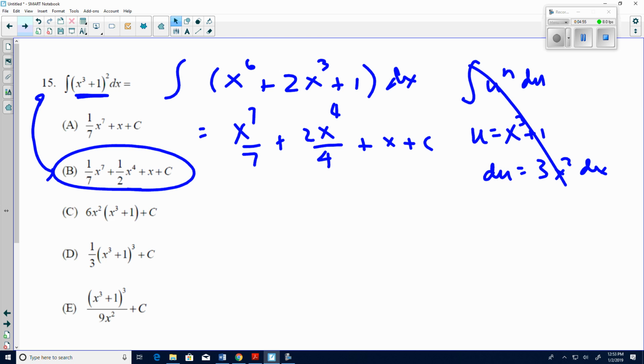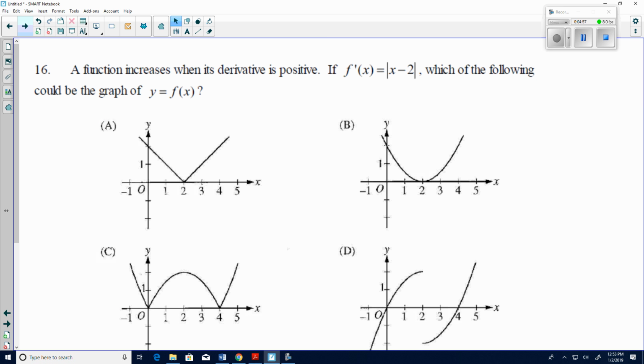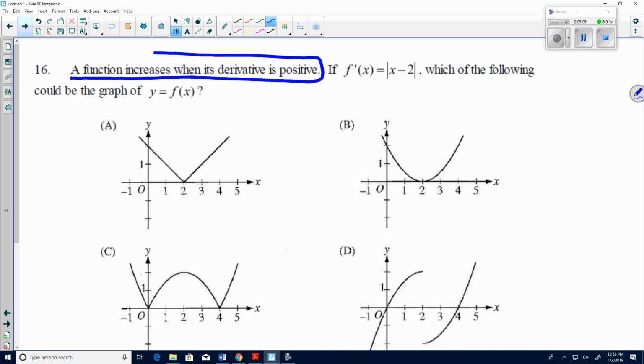Number 16. A function increases when its derivative is positive. And again, I just put this in there to remind you what increasing, decreasing is related to: positive derivatives. That was not given on the released exam. This was the problem here. The derivative is this positive quantity. We might want to note here that f prime is positive.